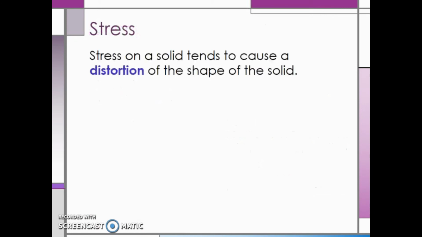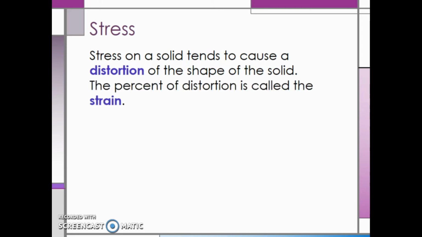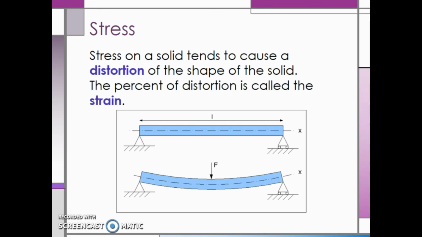If we apply any stress to a solid, it tends to cause a distortion of the shape of the solid. The percent of distortion is called the strain. In this picture, we see that if a force is applied to the center of the board, there is quite a bit of strain or distortion of the board. In the next video, we will look at 5 different types of stress.